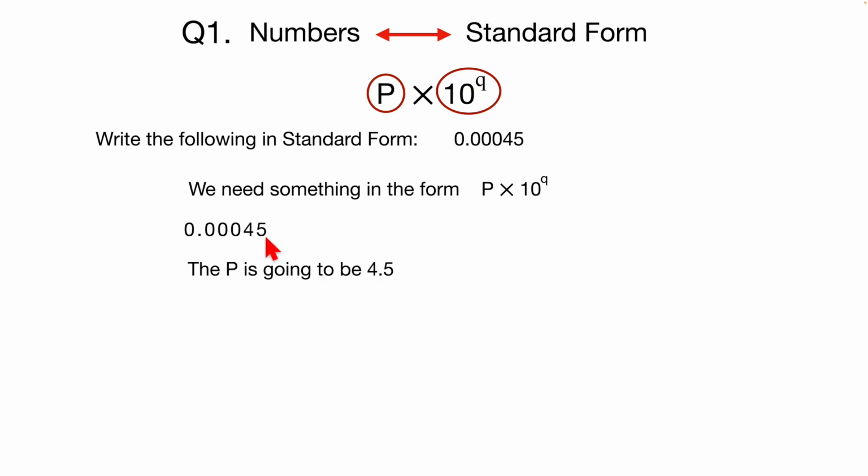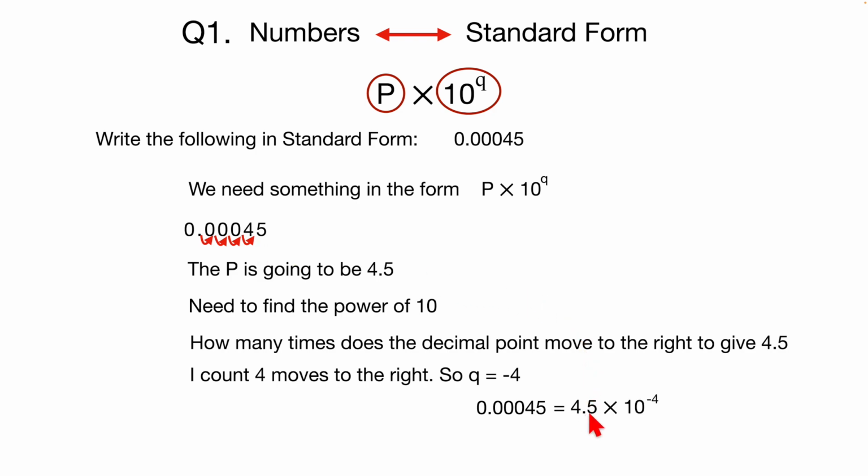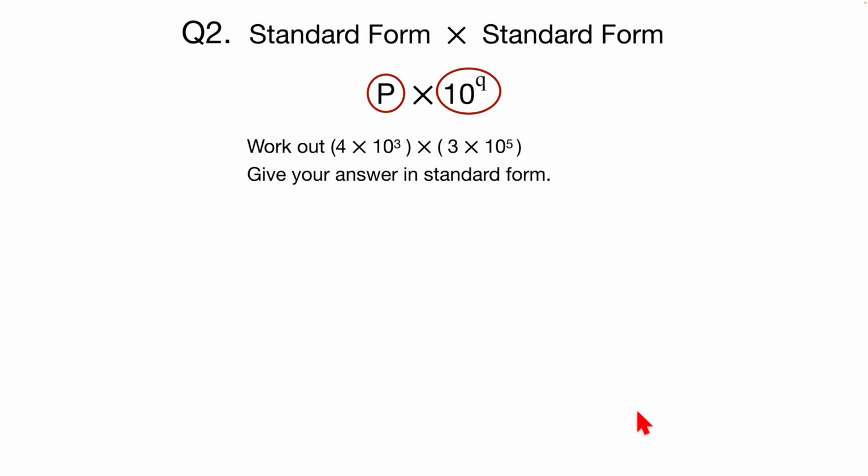That's all the information from the number, between 1 and 10. We need to find the power of 10. How many times does the decimal point move to the right to give 4.5? So we start from here. 1, 2, 3, 4. So I count 4 moves to the right. So q is minus 4. Why do I know it's minus? Because this is a small number. I don't do things about moving left and right. It's just obvious, isn't it? It's a small number, so it must be multiplied by a small thing, and 10 to the minus 4 is very small. 4.5 times 10 to the minus 4.